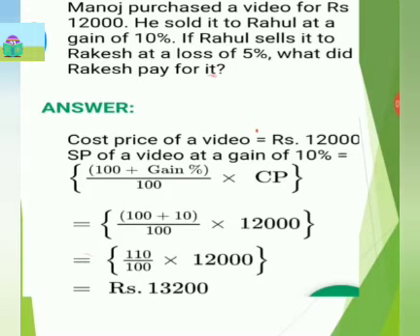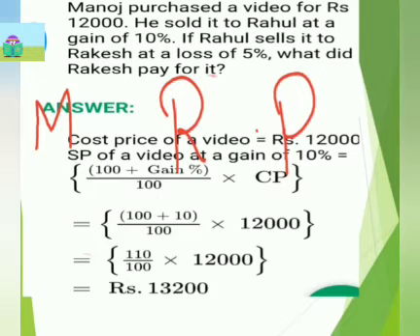Now the next question is, Manoj purchased a video for rupees 12,000. He sold it to Rahul at a gain of 10%. If Rahul sells it to Rakesh at a loss of 5%, what did Rakesh pay for it? So in the question, 3 characters are there: Manoj, then there is Rahul, and there is Rakesh.